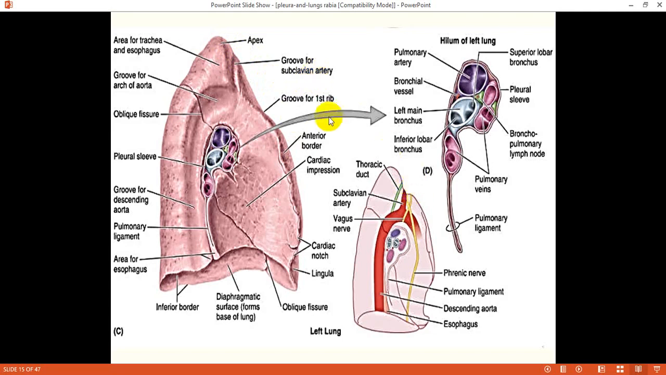Vertebral surfaces of both lungs are related to the T1 to T10 vertebrae, and the hilum is importantly lying against the vertebral bodies of T5, T6, T7 vertebrae. So the hilum extends from the 5th to 7th thoracic vertebrae.